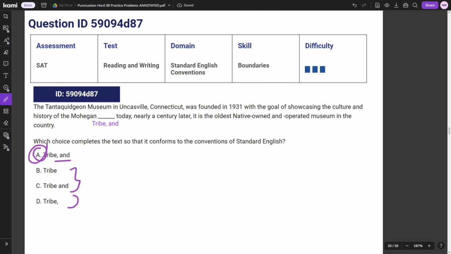So let's go ahead and find those nouns and verbs. So we have this museum, that's the noun, and it was founded, that's the verb. Now let's look after the comma and a fanboy. It, that is going to be the noun, and is, that's going to be our verb. So yes, we do have two complete sentences, which means we would need that comma and a fanboy to connect these two sentences together. So our answer will be A.